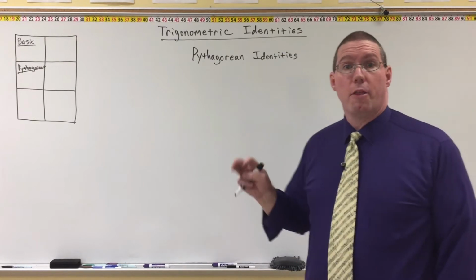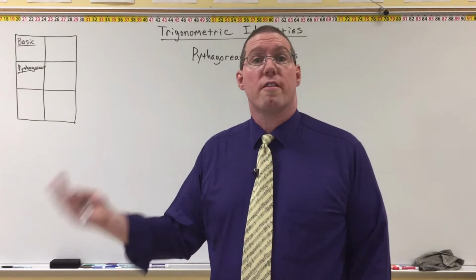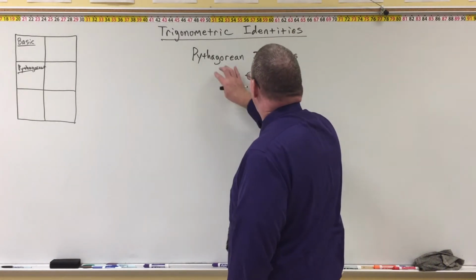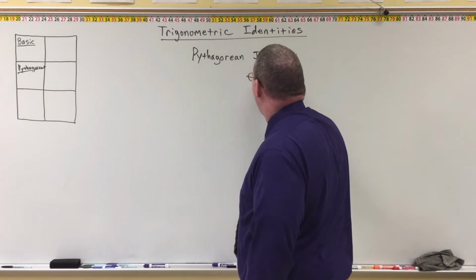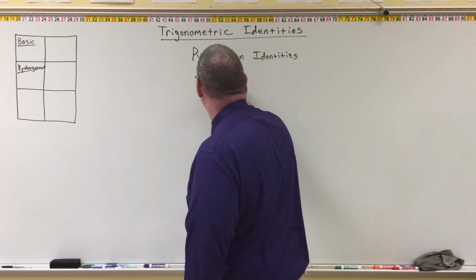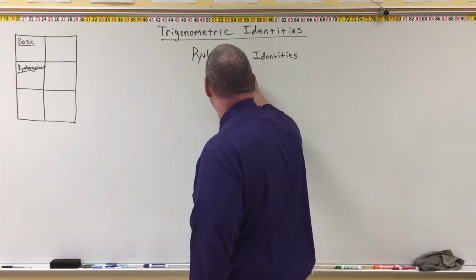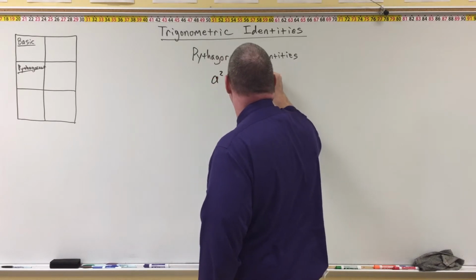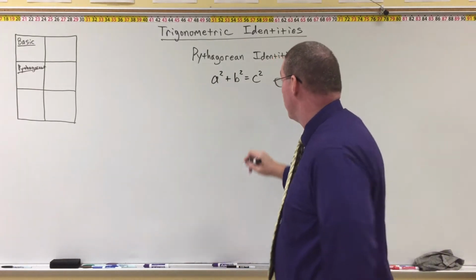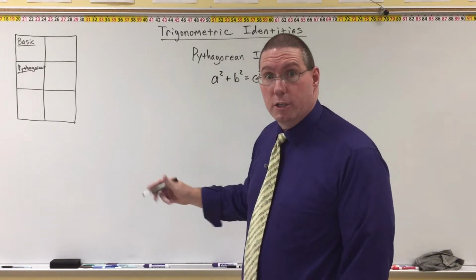But the 3 identities do include all 6 of the trigonometric functions, okay? Now, the reason they're called Pythagorean identities is because they're based on the Pythagorean theorem. You may recall the Pythagorean theorem is a squared plus b squared equals c squared and represents the lengths of the 3 sides of a right triangle, which we are dealing with a lot in trigonometry, right?